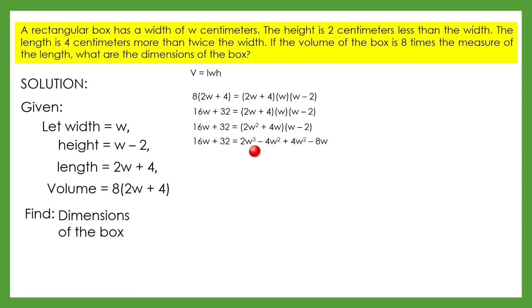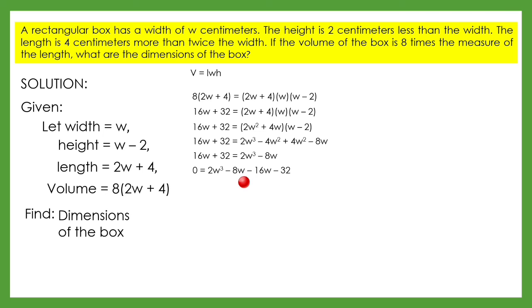And then, simplify natin. So, yung negative 4W square plus 4W square, makakancel. So, ang matitira na lang ay 2W cube minus 8W. Okay, so, pagsamahin natin lahat. So, yung 16W, itatranspose natin, pati yung positive 32. So, we have 0 equals 2W cube minus 8W. Transpose natin yung 16W, naging negative 16W. Positive 32, pag transpose, magiging negative 32.